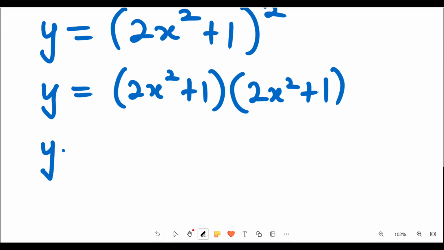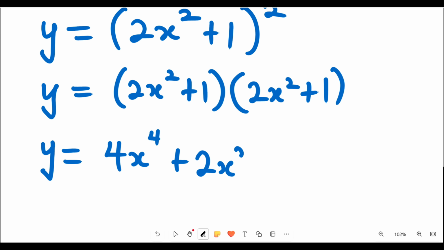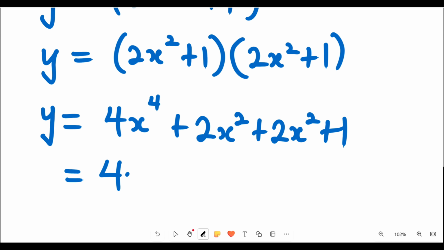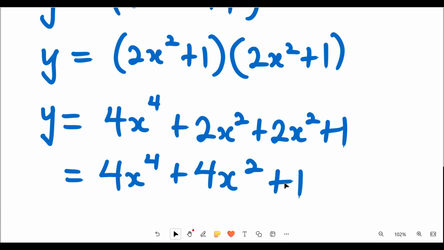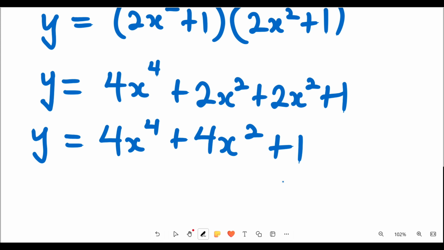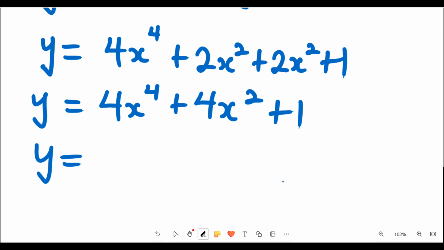Right, so this will give us y to be equal to 4x exponent 4. Then we'll be having plus 2x squared plus another 2x squared plus 1. So we are going to get 4x exponent 4 plus, sorry, we have 2 of the 2x squared, so it's going to be 4x squared plus 1. So we can now differentiate using the power rule.